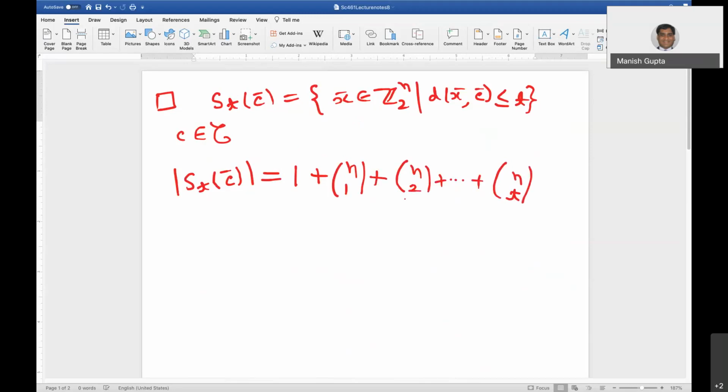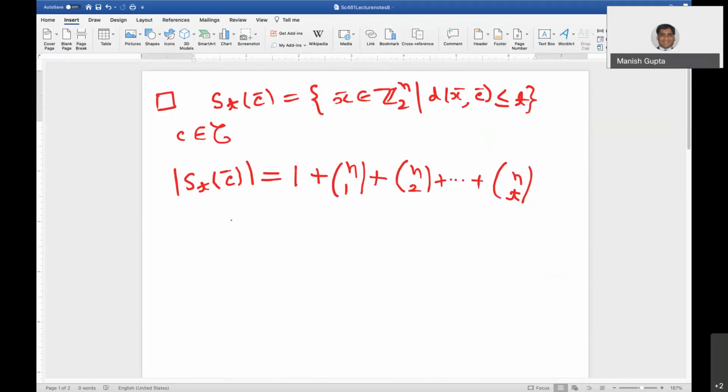So this is the total number, because the possible distances are 0, 1, 2 up to t, right? How many vectors are at distance 0? How many are at distance 1? How many at distance 2, and so on? How many vectors are at distance t from C? If we count that, the number turns out to be this. Now we know that this is for the code word C, which is an arbitrary code word.